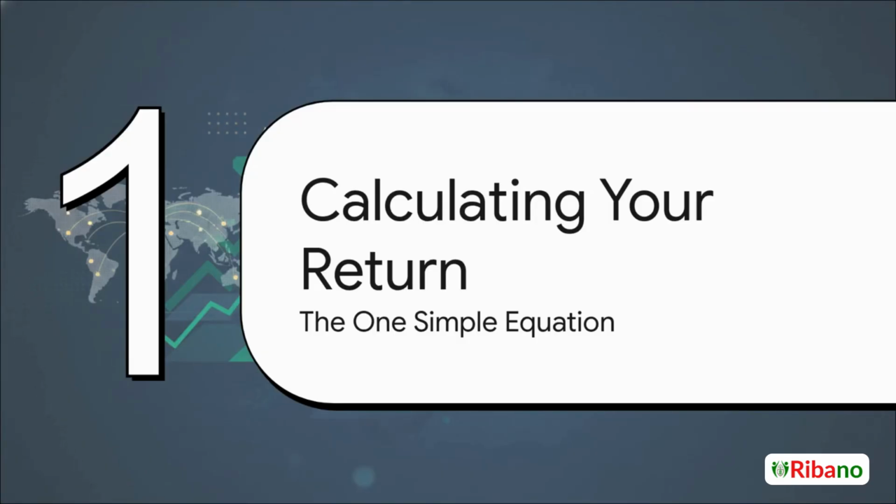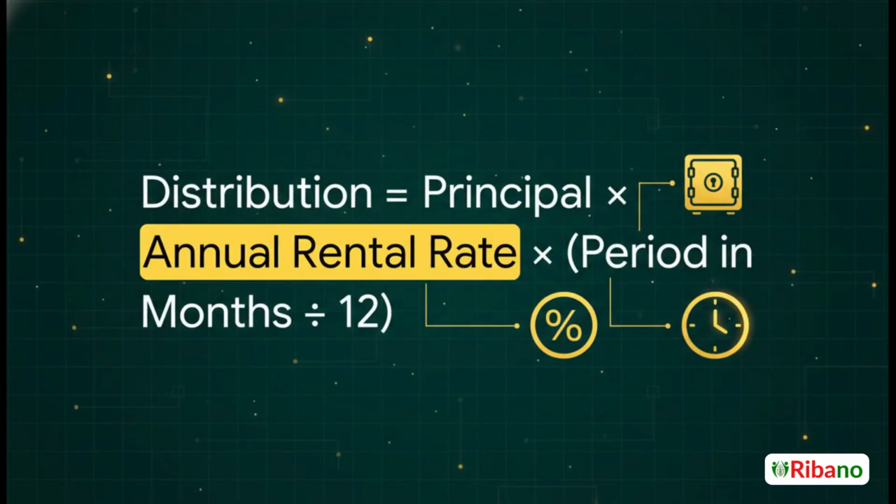Okay, so we've got the terms down. Now let's put them to work. Turns out you only need one super simple equation to figure out your return. This really puts the power of understanding right in your own hands. And here it is, see? No complex algebra. Your distribution is just your principal times that annual rental rate, and then you adjust it for whatever the payment period is. So if you get paid quarterly, that's just 3 months out of 12. If it's semi-annually, it's 6 out of 12. It really is that simple.